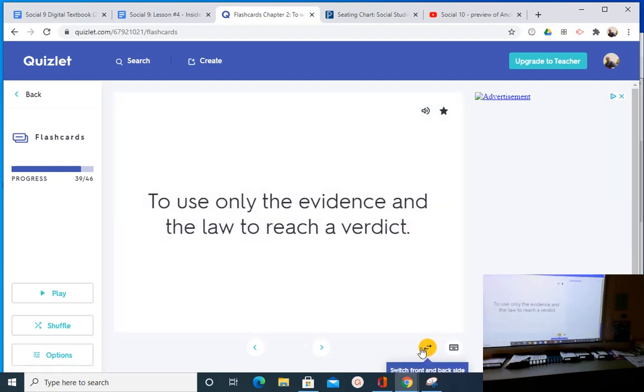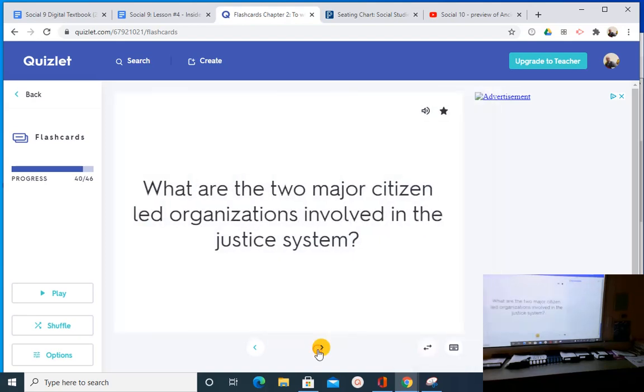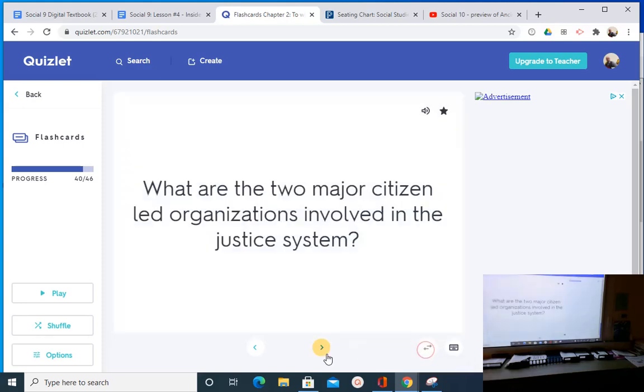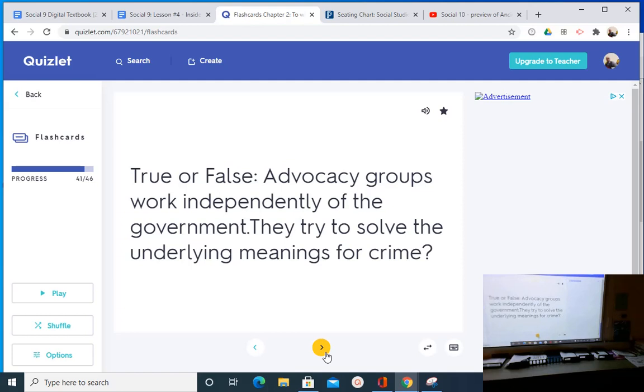What oath do juries swear? Obviously, only use that evidence to reach a verdict. What are the two main citizen-led organizations involved? Well, they already mentioned them on a previous slide, right? So they were the names: John Howard Society and Elizabeth Fry Society.